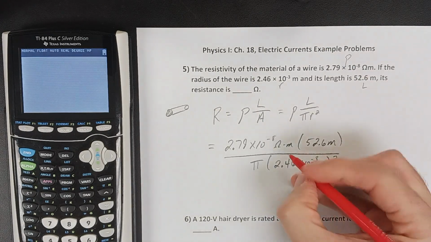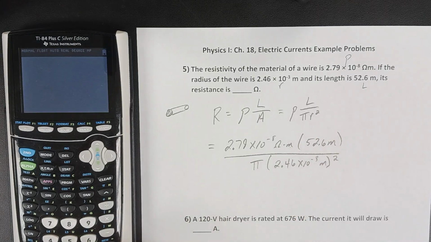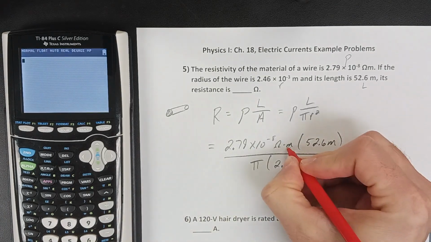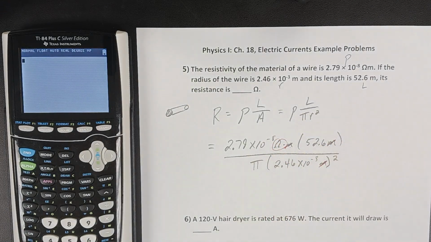And if we look up here, we're going to have meters times the meters, and then we're going to end up with meters squared in the denominator. So those are all going to cancel out. We're going to end up with ohms for resistance.